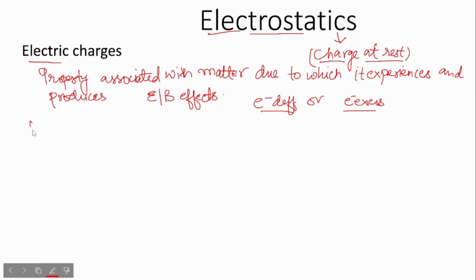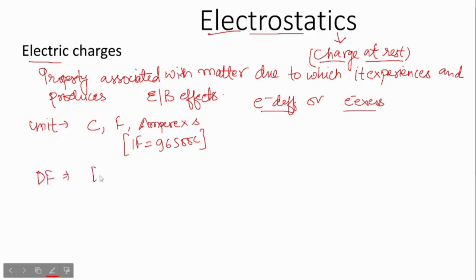Now we will see the units of electric charge. There are different units that we'll be using in this chapter. The first one is Coulomb, then Faraday, and Ampere into second. Now we convert 1 Faraday into Coulomb: 1 Faraday is equal to 96500 Coulomb. The dimensional formula for electric charge is AT. So these were the basic terms and information of electric charge.